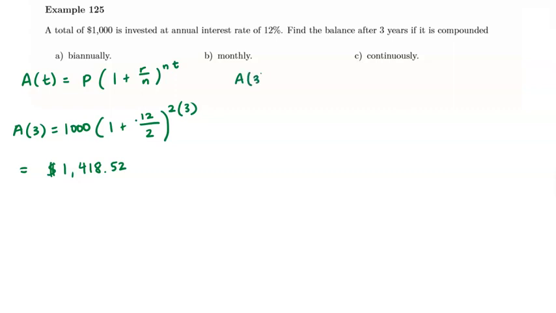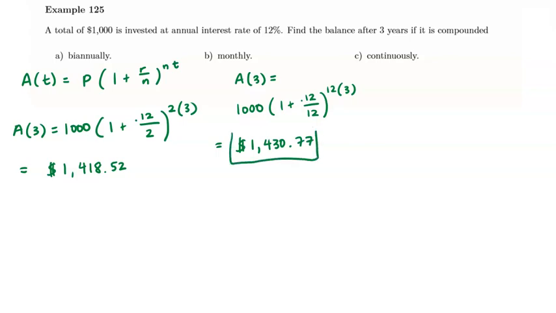Let's move on to part B. I want to evaluate A(3). And so we're going to use the same formula that we used before. Now the only thing is we are changing the n value to be 12 since there are 12 months in a year. And now if you throw that into your calculator, you should find that there are $1,430.77 after your 3-year period if you're compounding monthly.